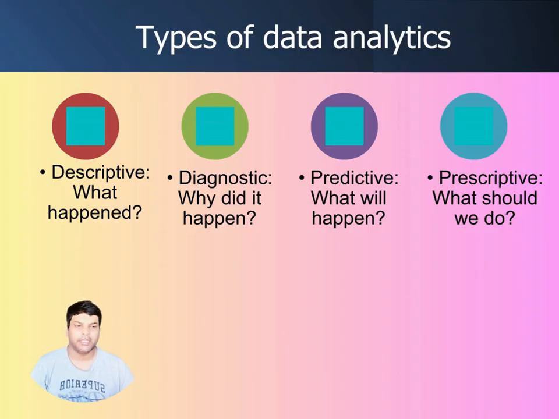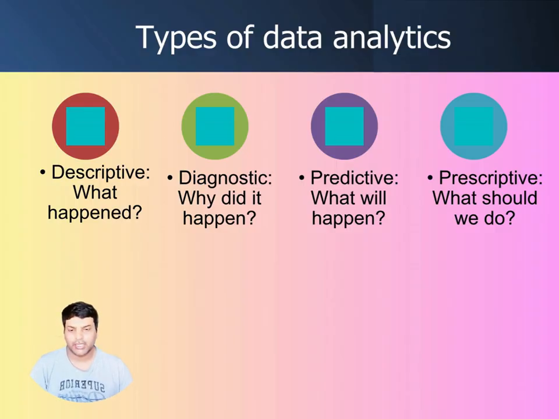The first type is descriptive analytics, which is the basic form of analytics. It summarizes historical data through reports, dashboards, and visualization. For example, a company may analyze last year's sales figures to understand performance trends. So it checks past figures and history.